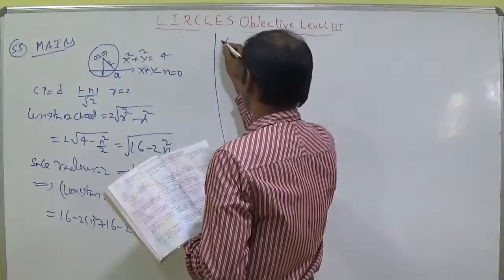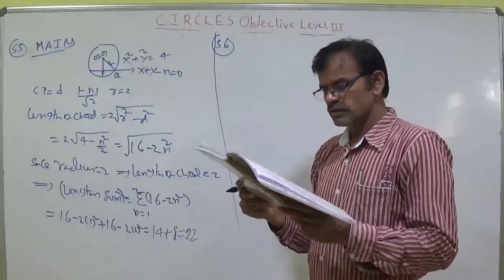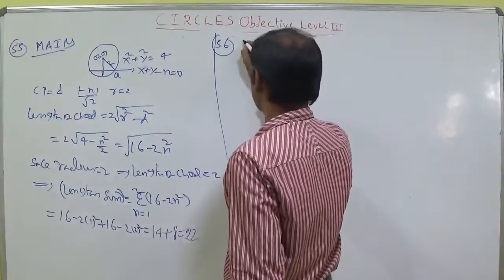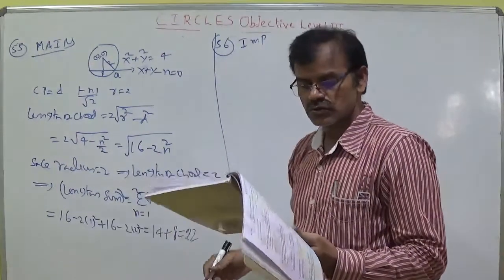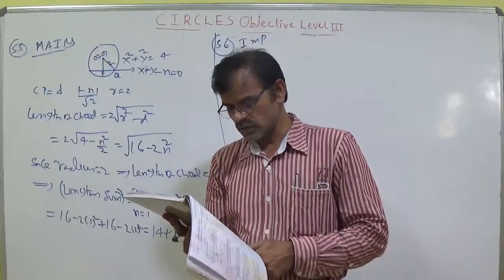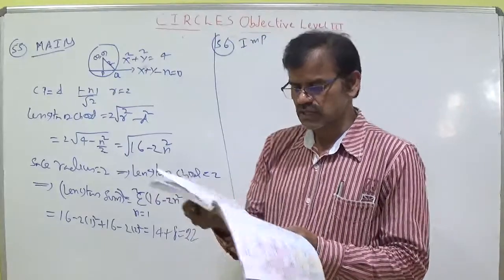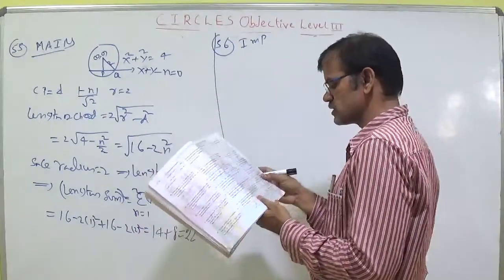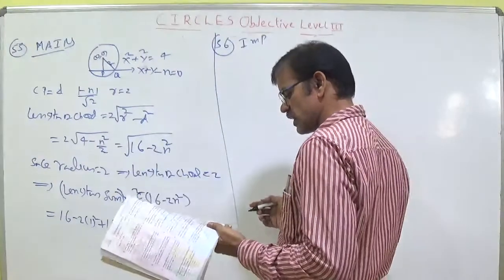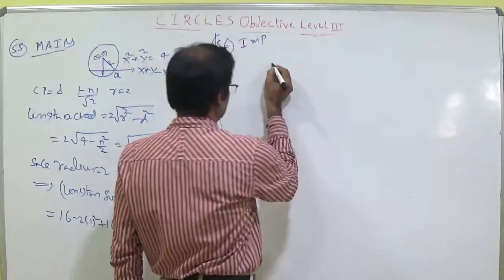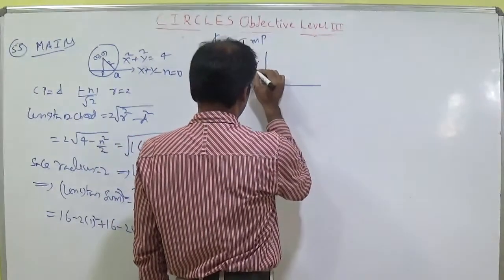Let us discuss the 56th question. This is an important question, not only in Mains 2014 but also given in 2016 online and 2017. Let C be the circle with center at 1 comma 1 and radius 1. If T is the circle centered at 0 comma something, passing through the origin and touching the circle C externally, then find the radius of T. It is an easy question.